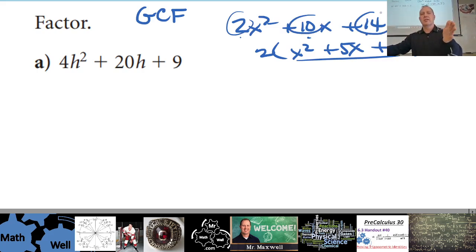In these questions, you're not going to be able to pull a GCF out for most of them, okay? Like 4 and 20 and 9, no common factors, okay?